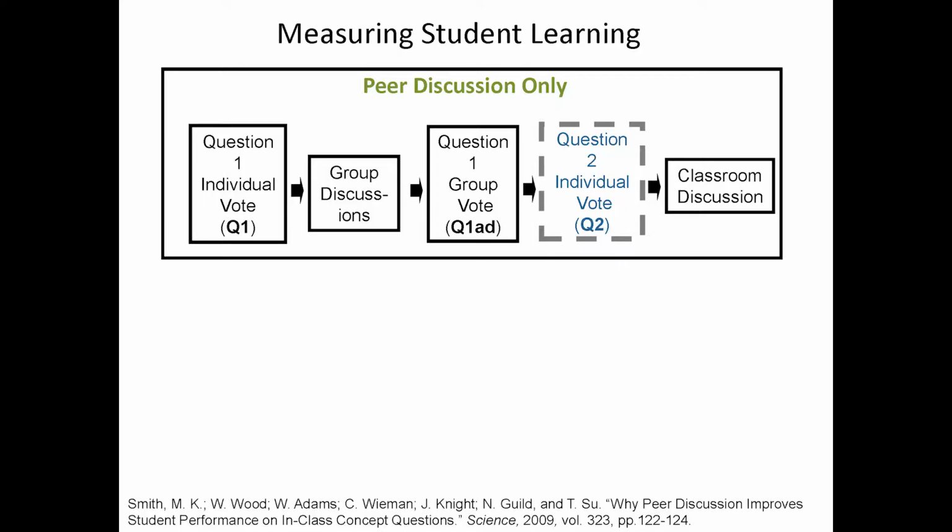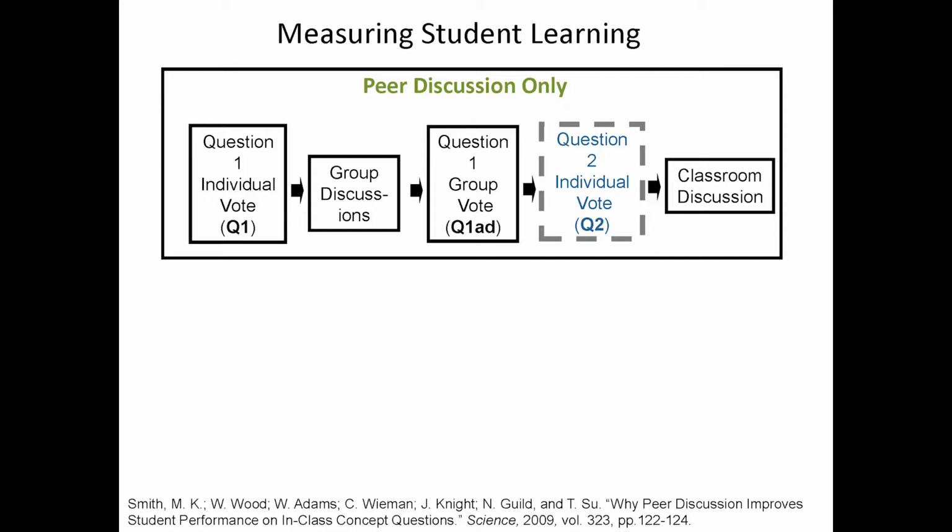Who did this was actually Michelle Smith, working with Carl Wyman and a number of others. They added this extra question in biology after the group vote, which is isomorphic, same topic, same concept, just a different question, to see if students actually learned from it. They published their findings in Science on this. And it turns out that yes, in biology, students do learn from the peer instruction process.